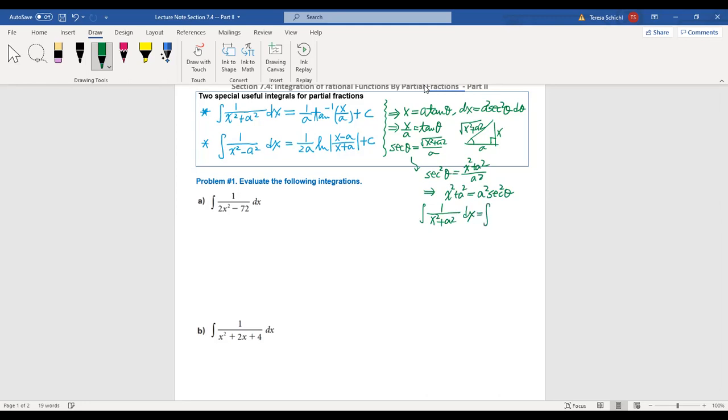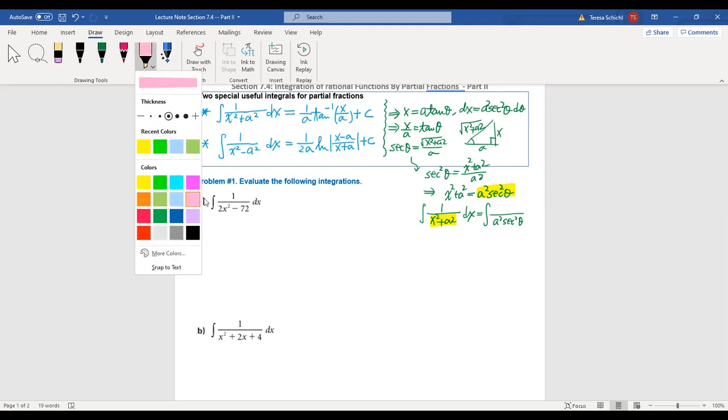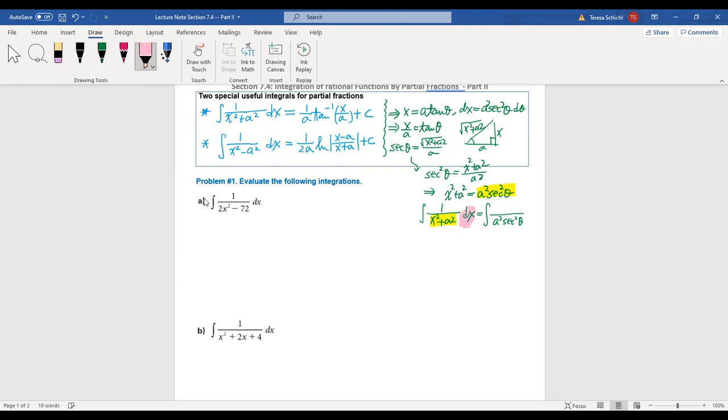So what is x squared plus a squared? Remember we say everything needs to be replaced, right? So x squared, when substituted, is going to give you this one here: a squared secant squared theta, right? And then in here I also have a dx, right? So where is dx? It's here.